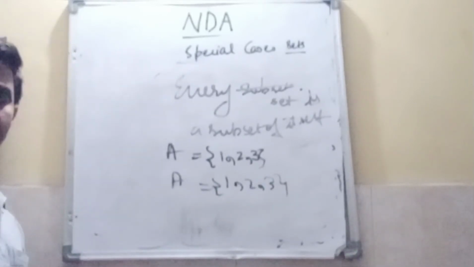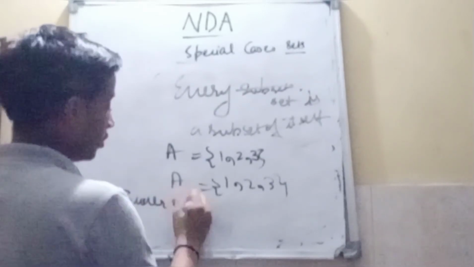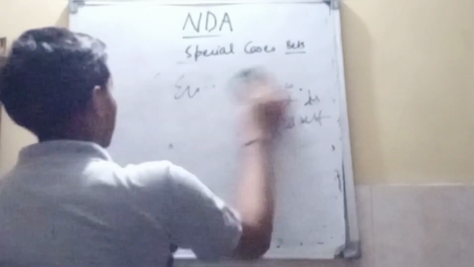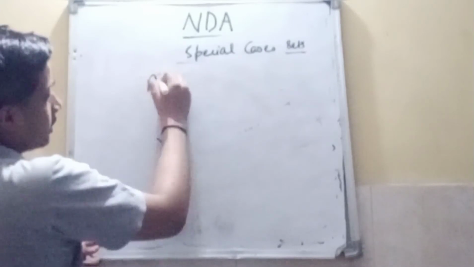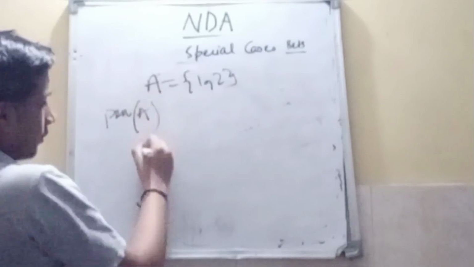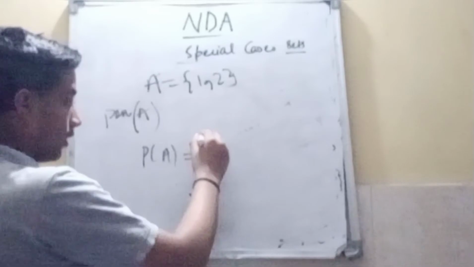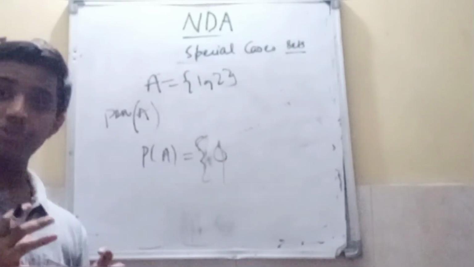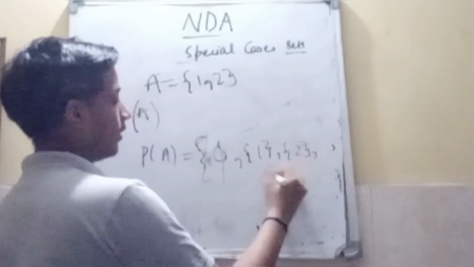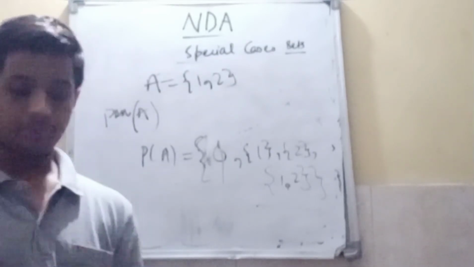I said earlier that I would explain the power set later. Now it's time to explain it. What is the power set? A is equal to {1, 2}. Then the power set of A, that we write P(A), is equal to: first write the empty set, and since it is also a set, it should be enclosed in curly braces. Then {1}, then {2}, then {1, 2}. This is the power set of A.